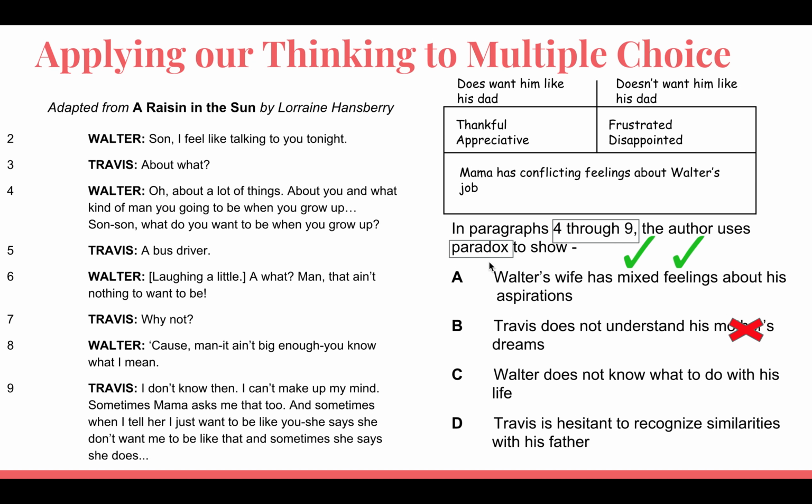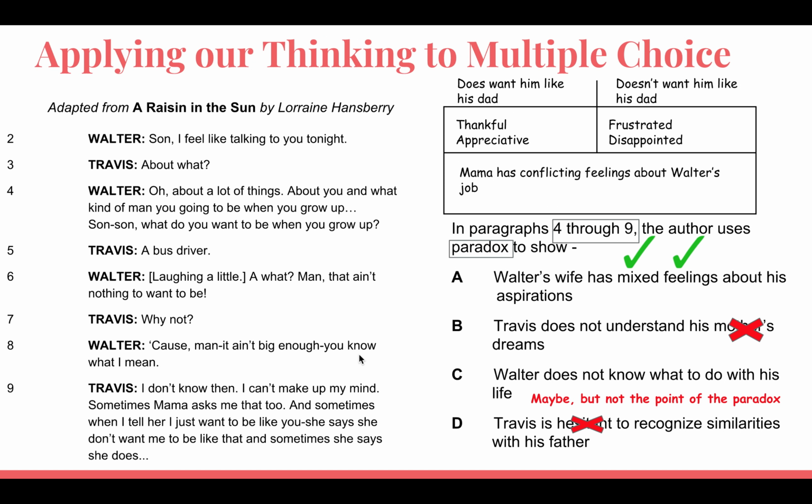C, Walter does not know what to do with his life. Walter is the dad. Now, he might not know what to do with his life, but that's also not really the point of this whole paradox. And Walter isn't really talking about what he's trying to do. He's asking his son what he wants to do. So C is out. D, Travis is hesitant to recognize similarities with his father.